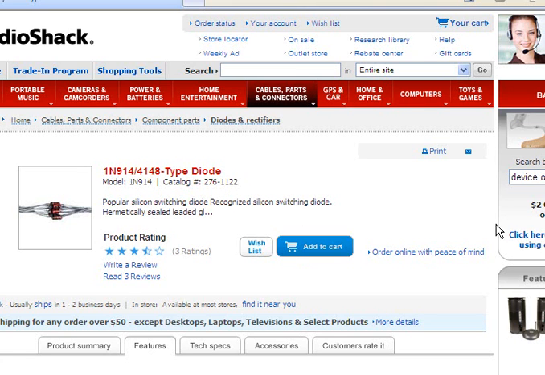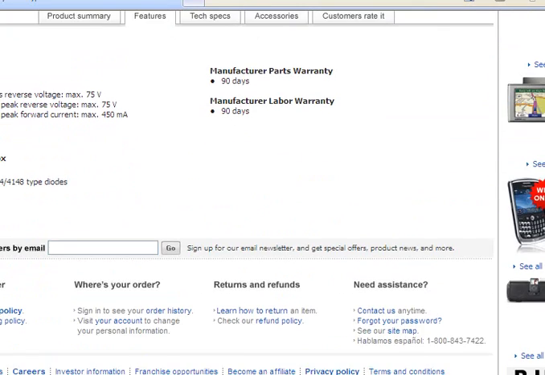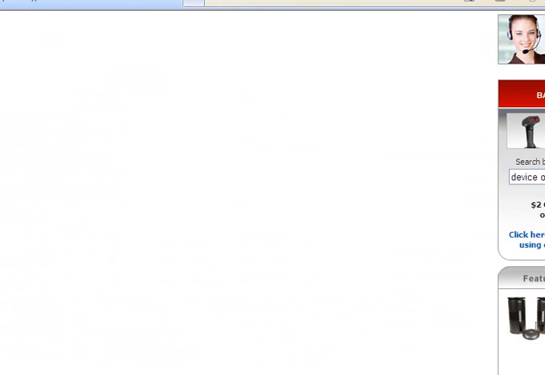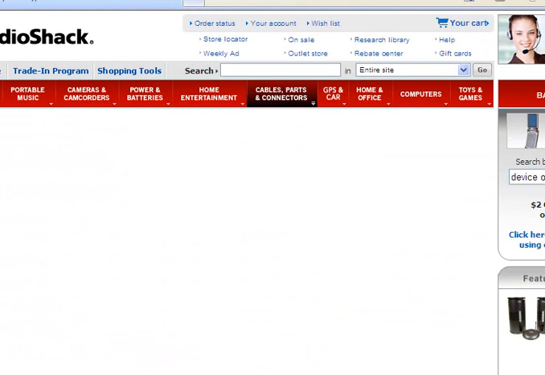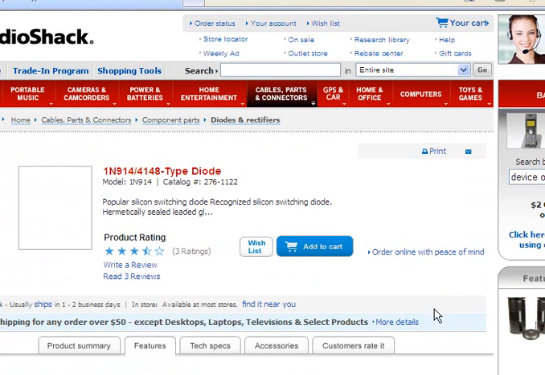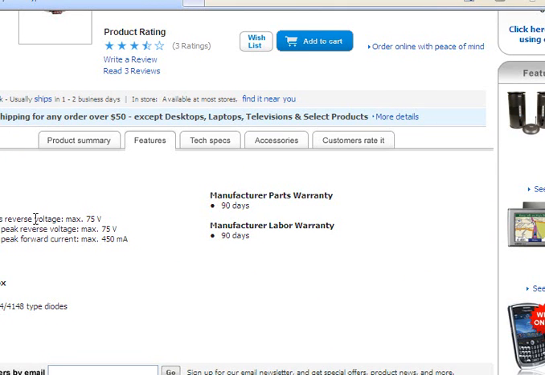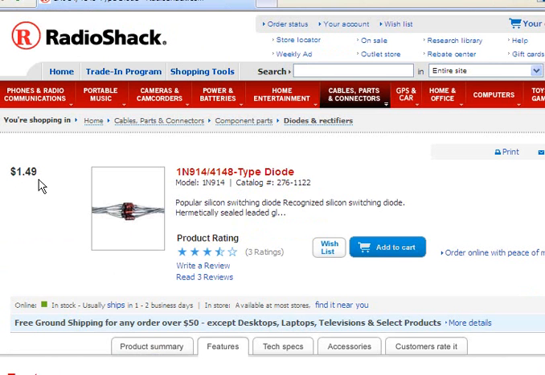For a 10 diodes package, it's only $1.49. So let's look at the details. The continuous reverse voltage maximum is 75 volts. So it seems to be okay for our design. We have a 10 diodes package, and it's only $1.49.